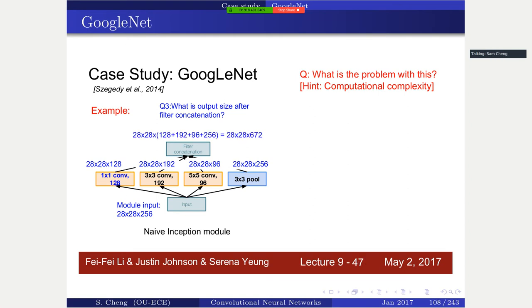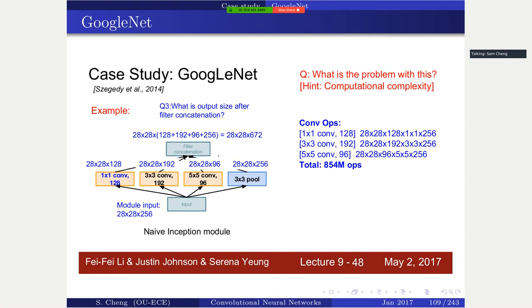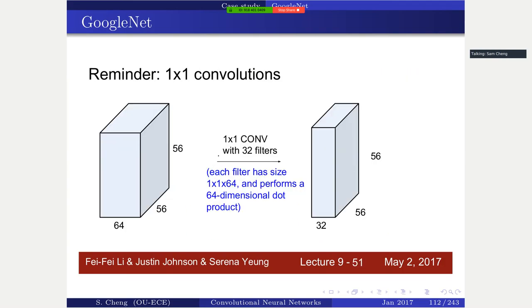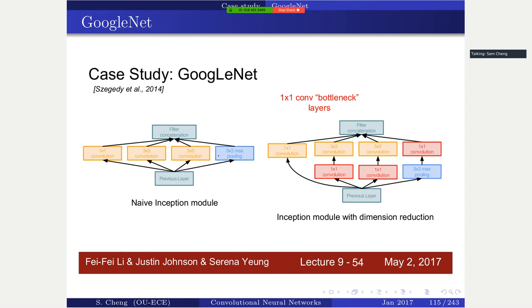If you just do some counting here, let's say I have 128 filters for 1 by 1, 192 for 3 by 3, and 96 for 5 by 5. I add all of this together, and the total dimension is like this. So you have an expansion here, from 256 to 674. So as I said, we can do this 1 by 1 filter trick.